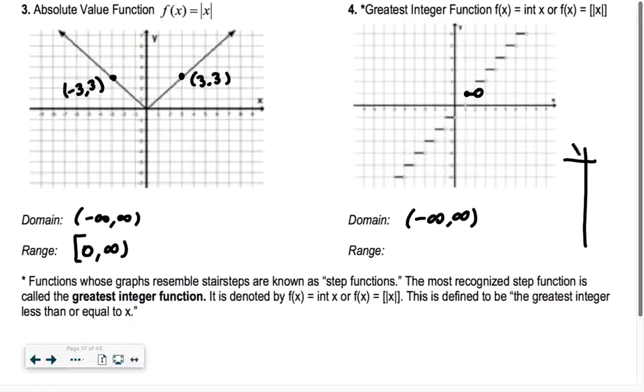So if I was doing like a t-table, I could plug in 2.1 and it rounds it down to 2. I can plug in 2.9, it rounds it down to 2. I can plug in 3 and it goes up to 3. 3.2 goes down to 3. Does that make sense? So how about its range?